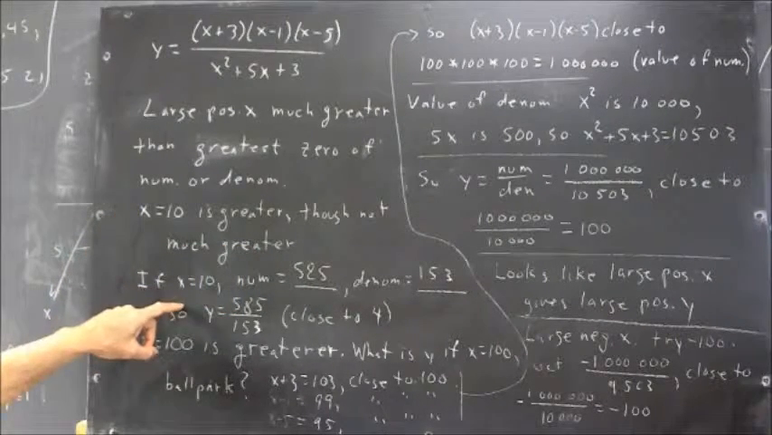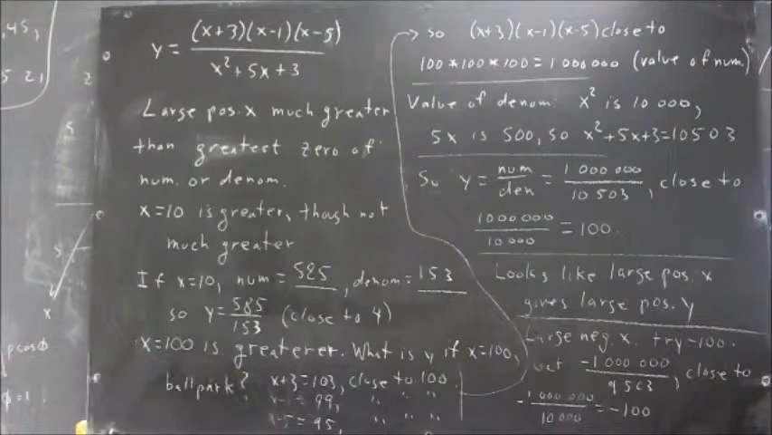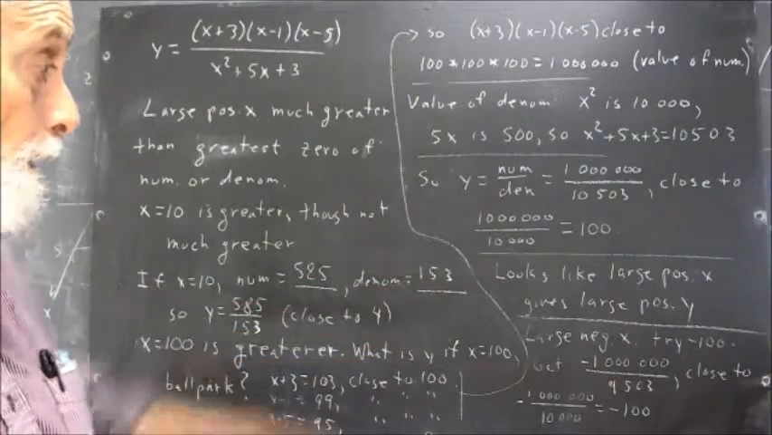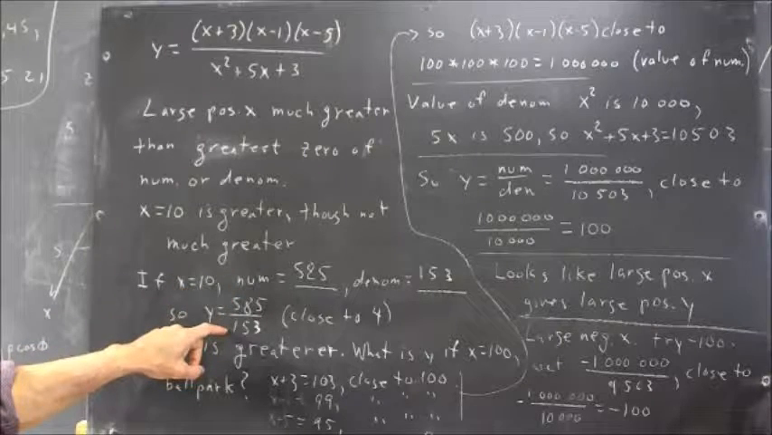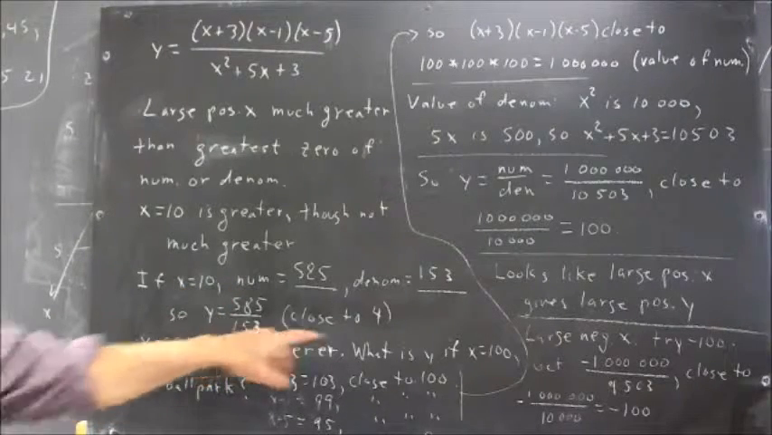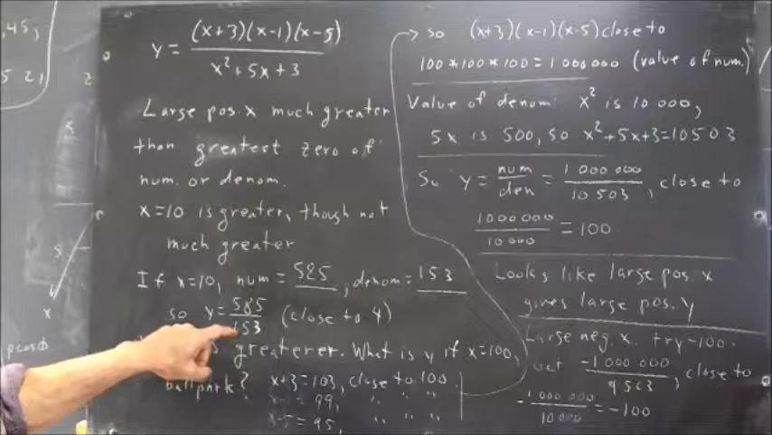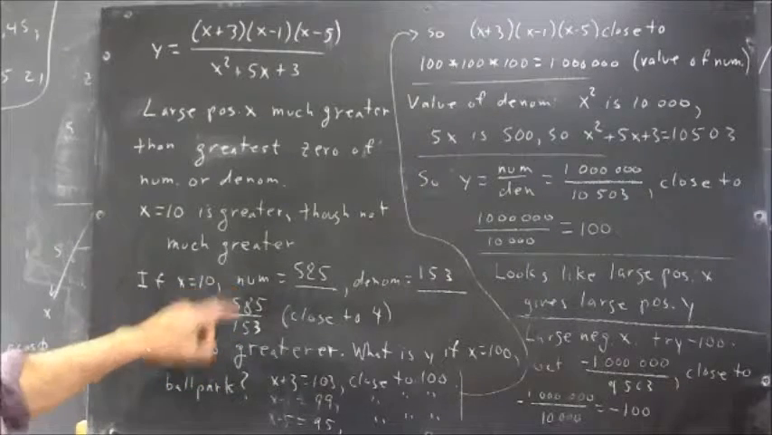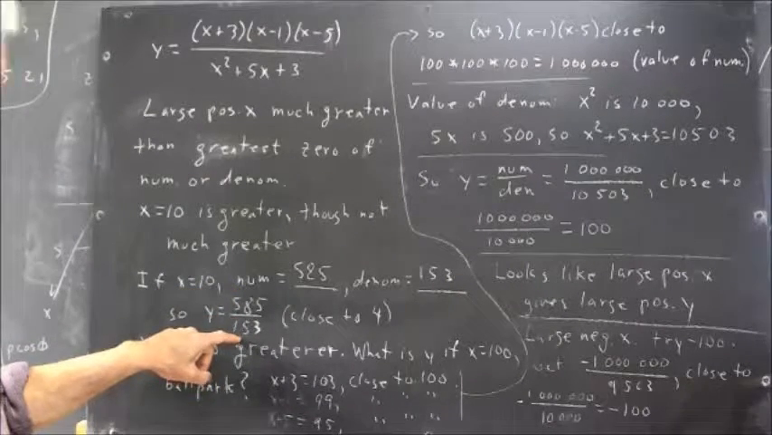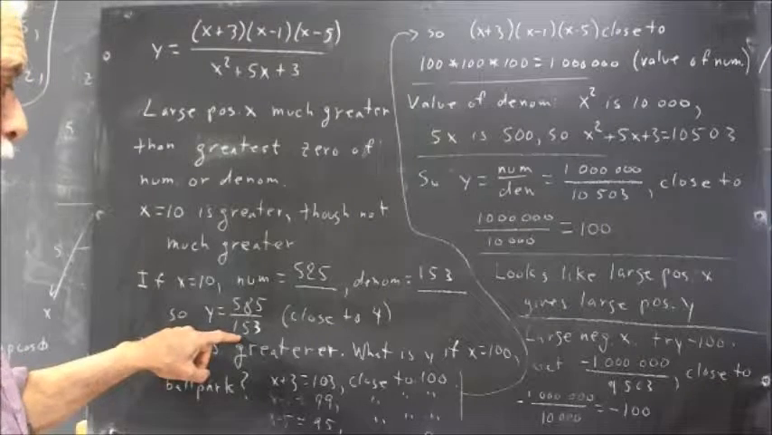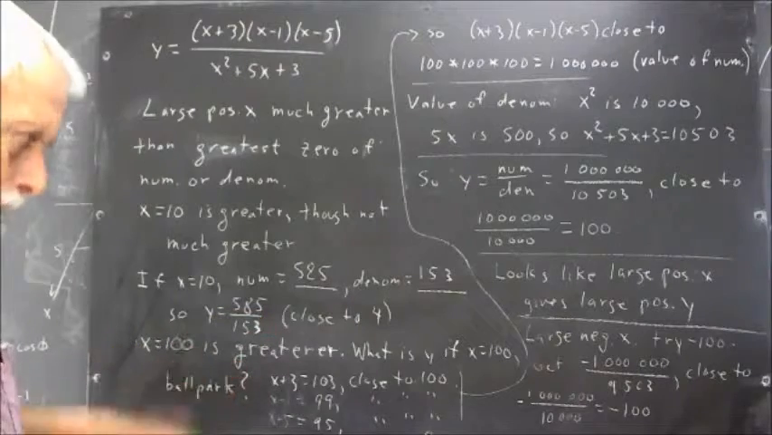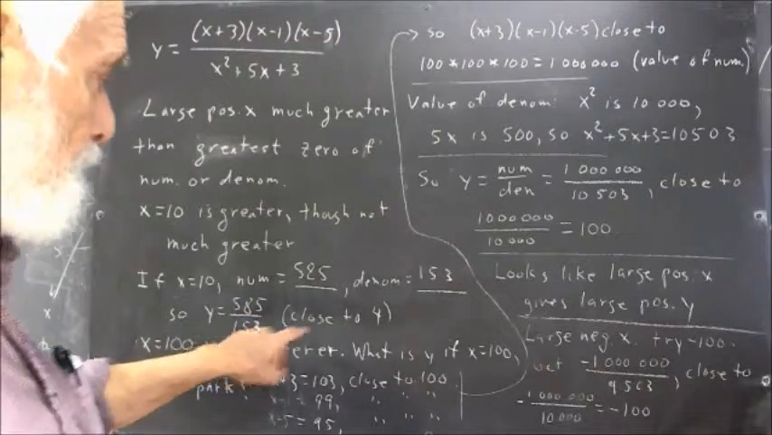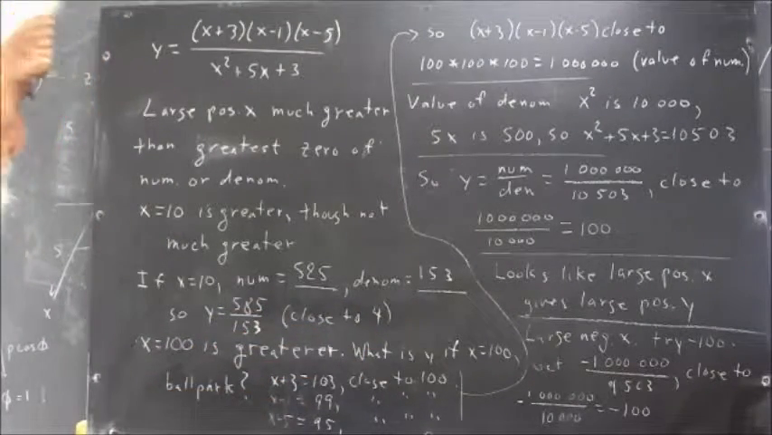So if x equals 10, you can verify it. The numerator is equal to 585, the denominator is 153, so y is 585 over 153. Now that's close to 4 because 585 is close to 600, 153 is close to 150, and 4 times 153 would be 600. That's a mental calculation you should be able to make. In any case, that's close to 4.